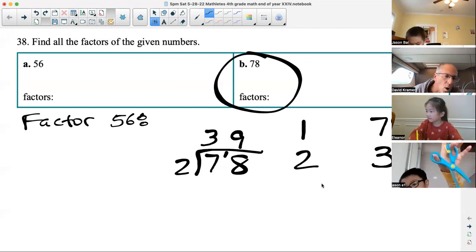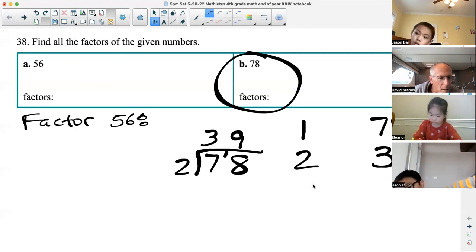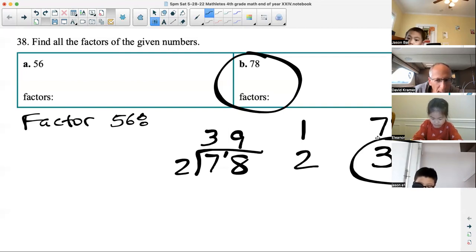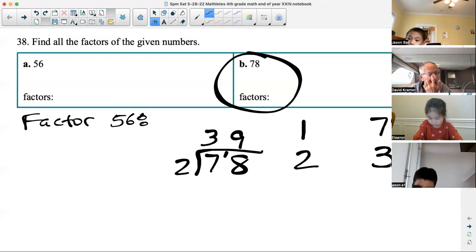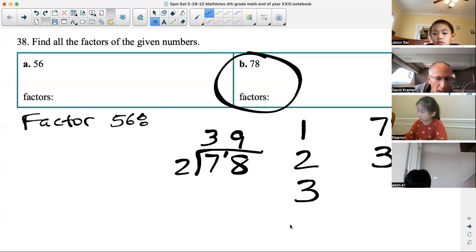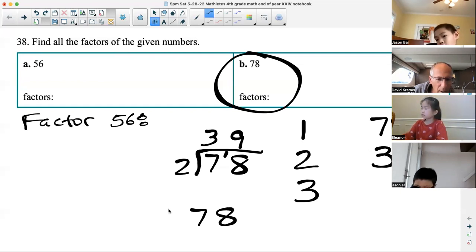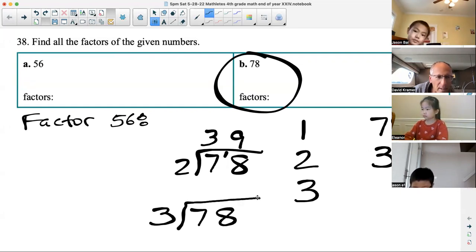And Eleanor, what are the next factors? I'm not done yet. Okay, Jason E, were you gonna say something about 3? I think the next is 4. It wouldn't be 4 because 39 is an odd number. So we can't cut 39 in half. So we can't double the 2. So let's look at 39. And we know that 3 goes into 39. Now, everybody look at 78 and figure out how many times 3 goes into 78.